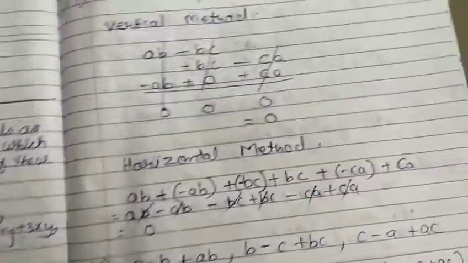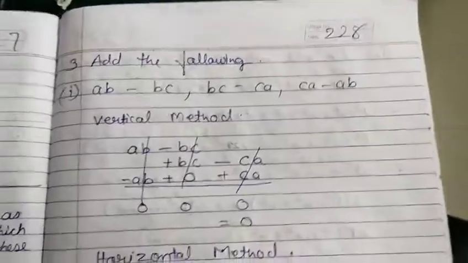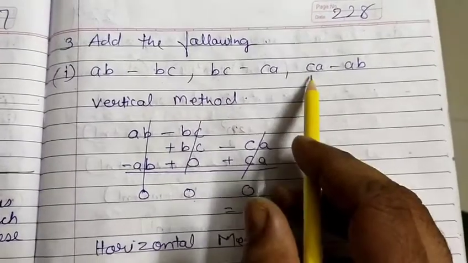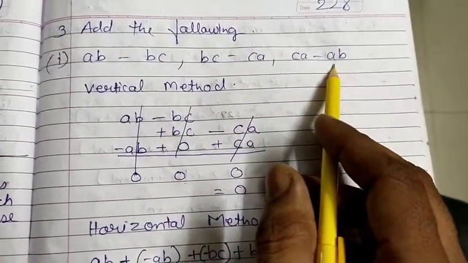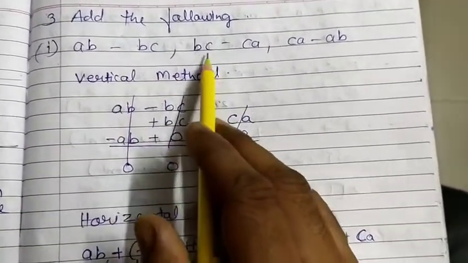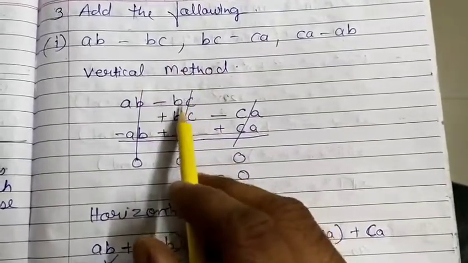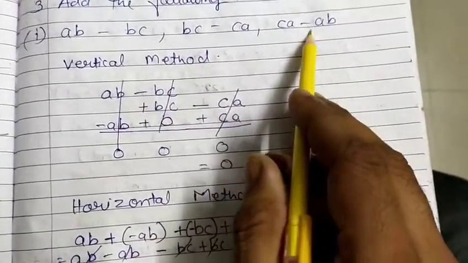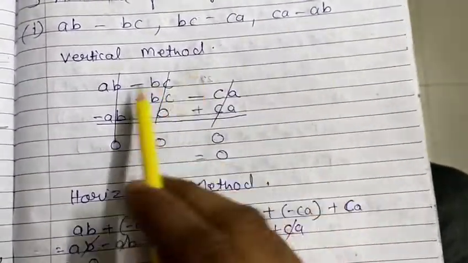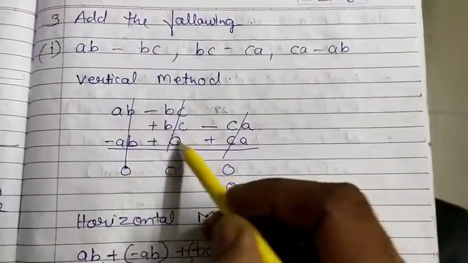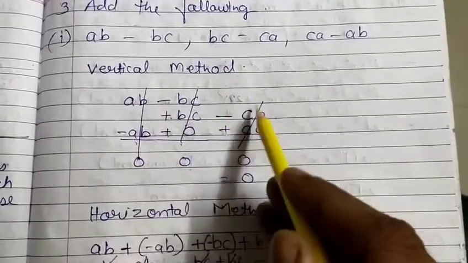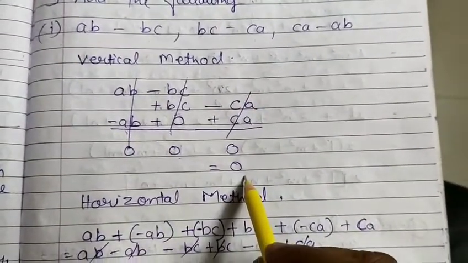Now the next is we have to add the following. Now we have to add AB minus BC, BC minus CA and CA minus AB. Now if you see, one vertical method is there, so AB minus BC, write it over here. Then BC minus CA means below BC you have to write BC and minus CA. Then CA minus AB, so below CA you have to write CA, and below AB you have to write this negative AB. So we can see that positive and negative will get cancelled, positive and negative will get cancelled, and negative and positive will get cancelled, the value is 0.